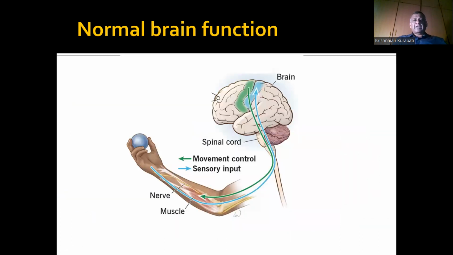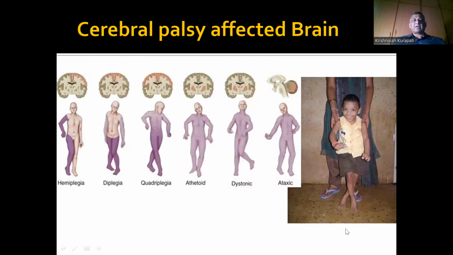Like, as you see here, if you want to hold that ball, the signal from your fingers goes to the brain via nerves, and from the brain, the signals come again through the spinal cord and nerves to the muscles, and those muscles will act in such a way that you do that particular task.